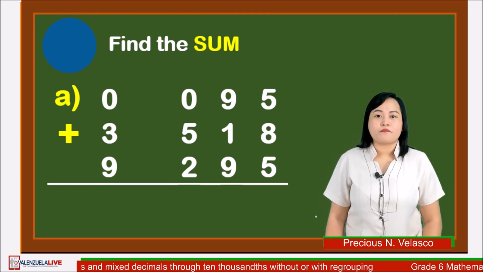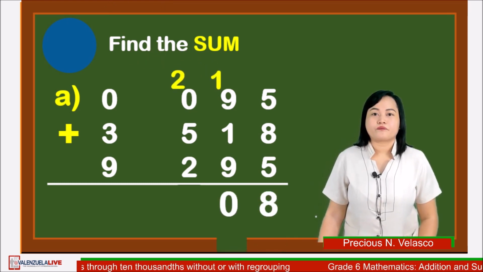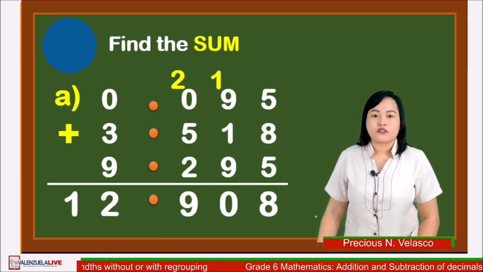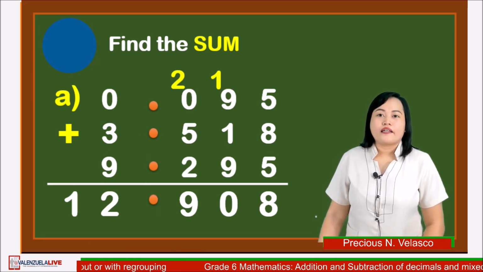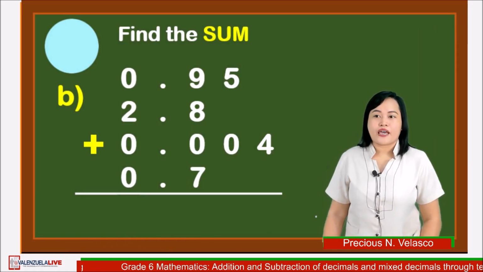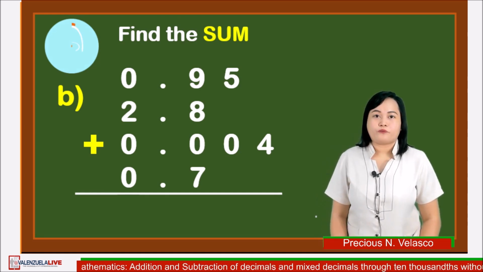Okay, time's up. Let's see. So the correct answer is, okay, very good. So you've got the correct answer. Next one, letter B. You are going to find the sum again. And your 10 seconds starts now.